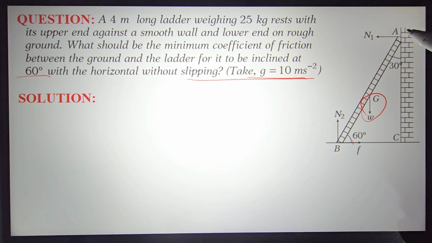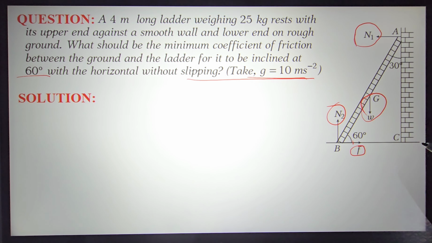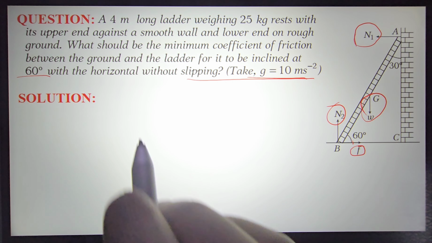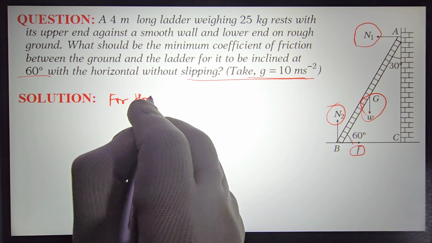Okay, so let N1, what is this N1? N1 be the reaction of the wall and N2 is the reaction of the ground, right. Force of friction F is shown here, F between the ladder and the ground acts along BC. Okay, this is the force of friction. So for horizontal equilibrium and for vertical equilibrium, let us write the equations.